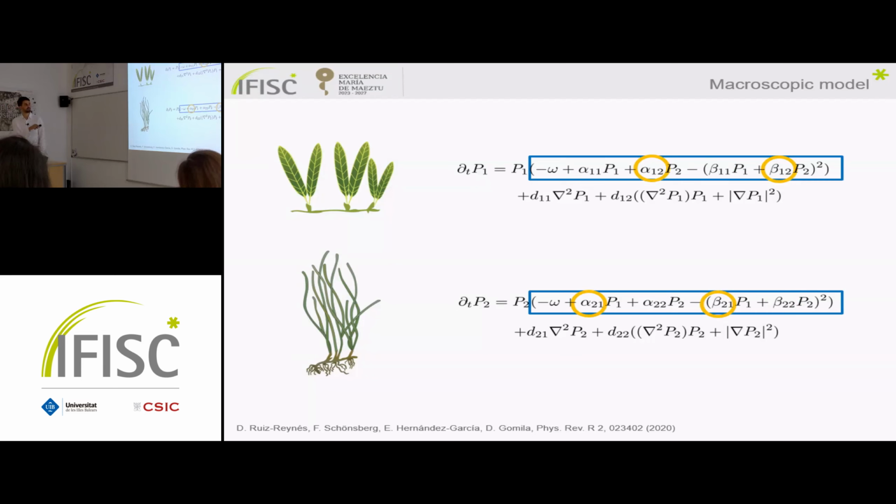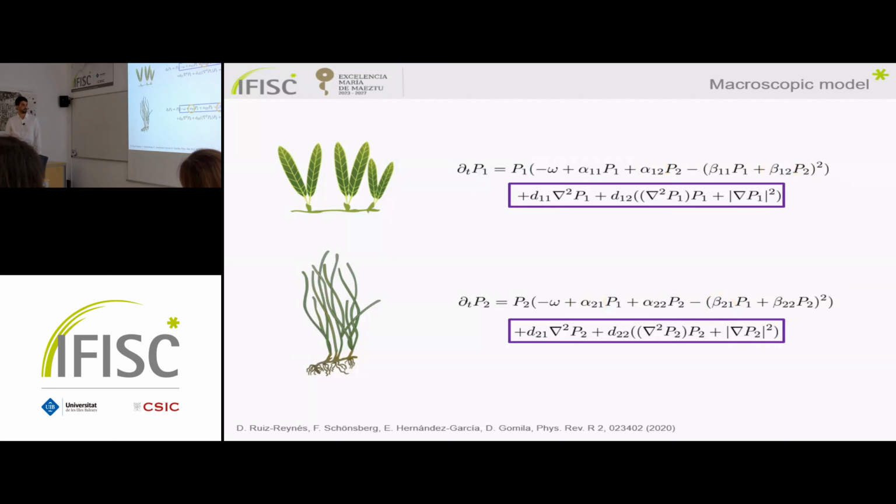So we can have this term that dominates for low densities, and this term here that dominates for high densities of plants. Also, we have this diffusion for the plants, that in this case is a little bit more complex than in the previous model that I saw. This is because this nonlinear term here, the nonlinear diffusion, emerged from the clonal reproduction of the seagrasses. This is derived in this paper.